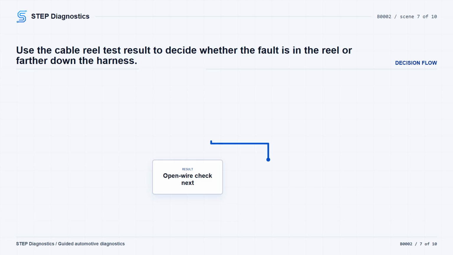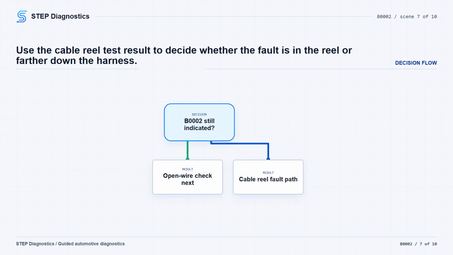Reconnect the negative battery cable, clear the DTCs with the HDS, turn the ignition switch to ON (II), wait for 10 seconds and check again. If the code is still indicated, continue to the open wire check. If it is no longer indicated, the result points to an open or increased resistance in the cable reel. Replace the cable reel, then clear the DTC.